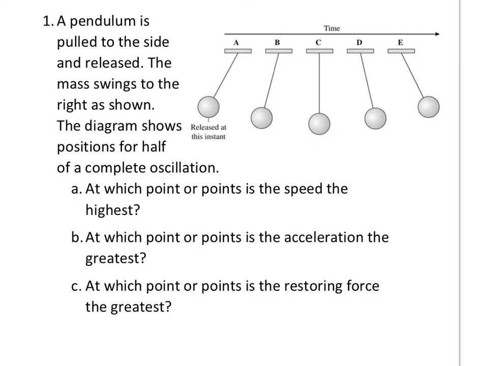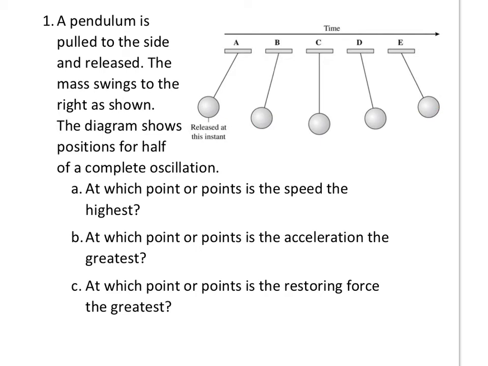First, we have a pendulum pulled to the side and released. The mass swings to the right as shown. The diagram shows positions for half a complete oscillation. The reason this is only half an oscillation is that a full one would go from here over to here and back. An oscillation needs to start and end at the same point. So for pendulums, it would be from the release point out and back to the release point. This is only half an oscillation because it's only going out.